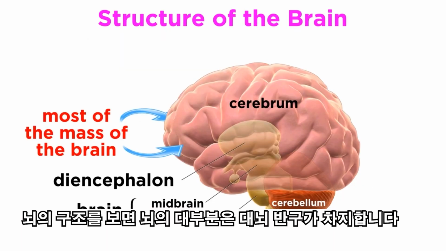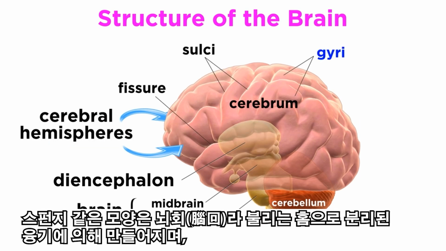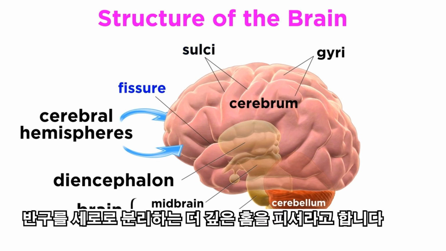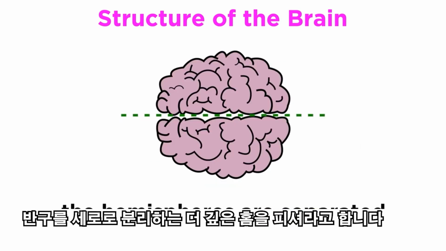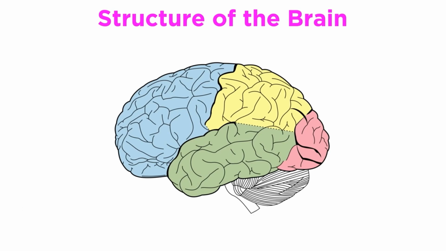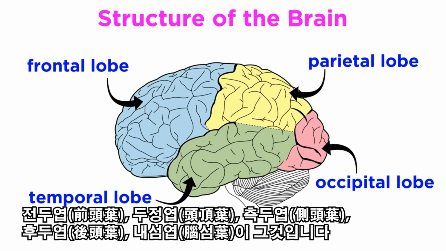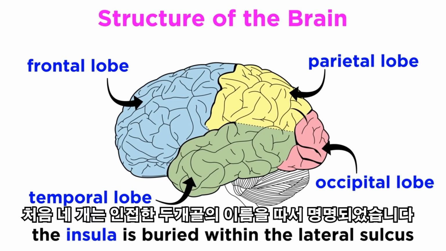Getting back to brain structure, the majority of the mass of the brain sits in the cerebral hemispheres. The spongy appearance is produced by ridges called gyri that are separated by grooves called sulci, while deeper grooves are called fissures, like the longitudinal fissure that separates the hemispheres. Each hemisphere is divided into 5 lobes, those being frontal, parietal, temporal, occipital, and insula, the first 4 of which are named after the cranial bones that are adjacent to them.